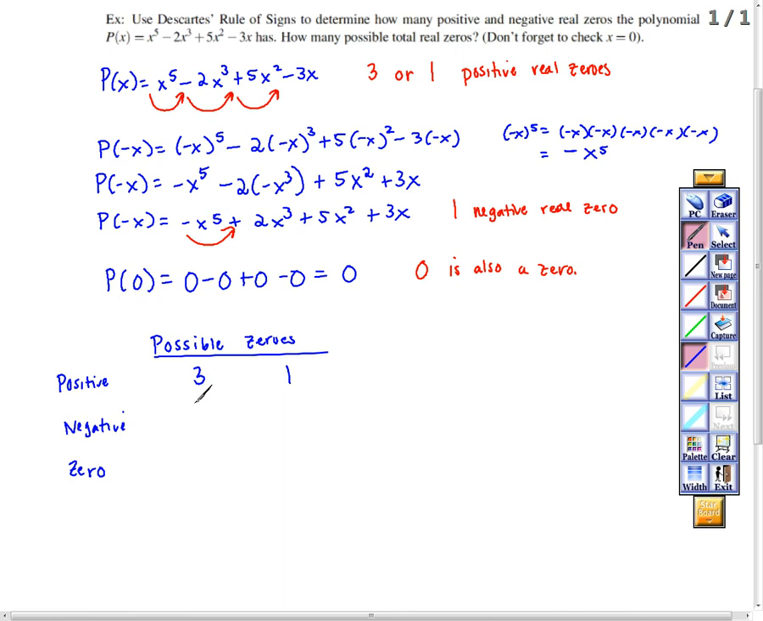Negatives, I could have 1 as well here, and 0, 1, and 1. So I could have 5 total possible zeros, or 3 total possible real zeros.